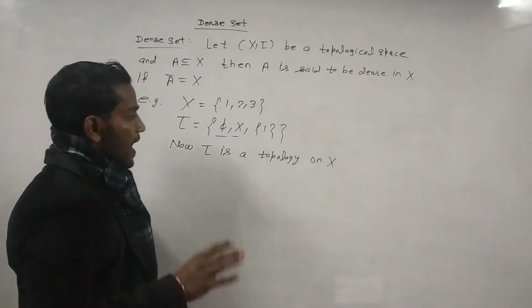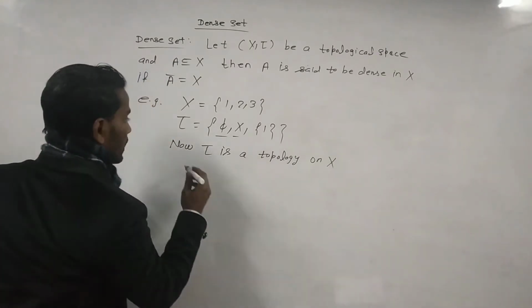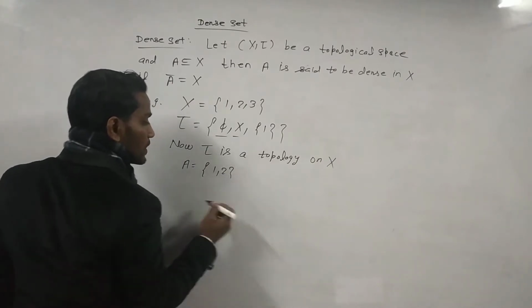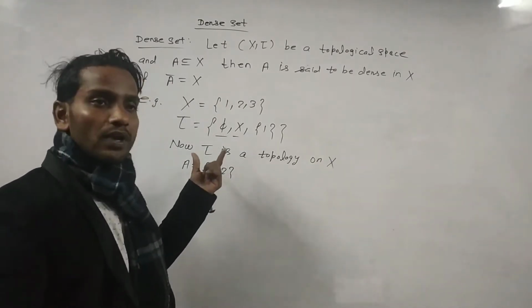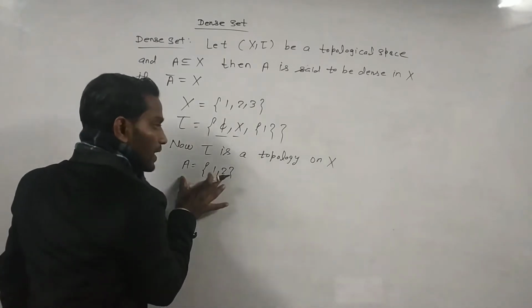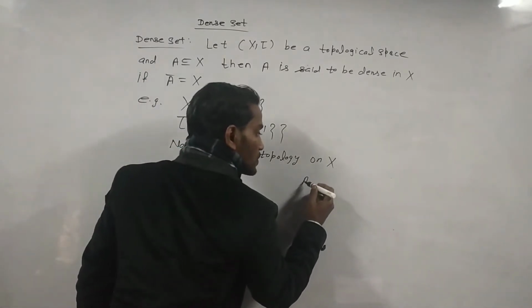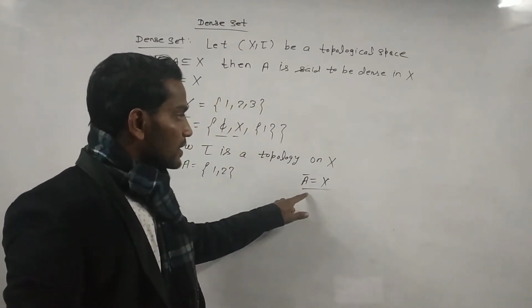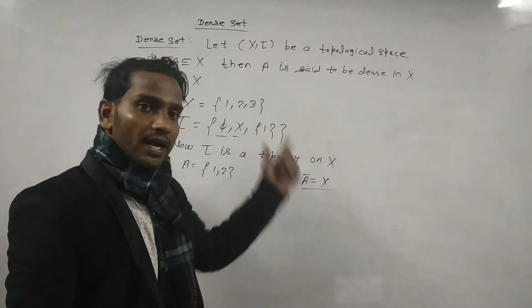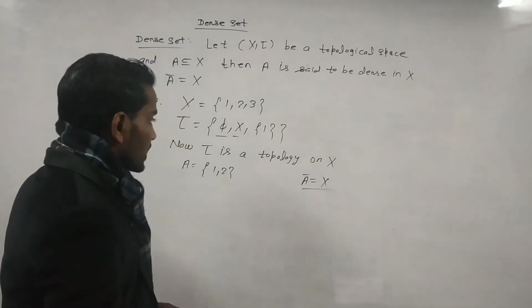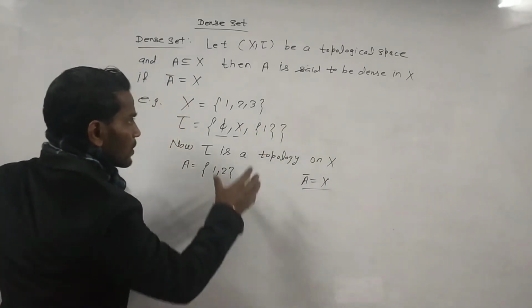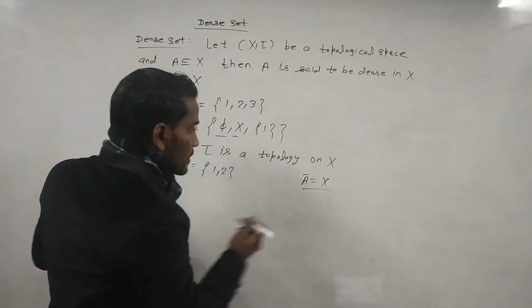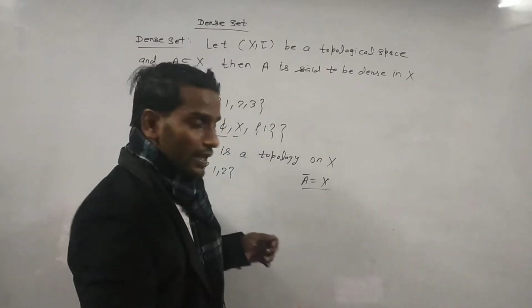Now we can take any subset of X. Let A = {1, 2} be a subset of X. Then we have to check: is A dense in X, is A closure equal to X? ये हम चेक करना चाहते हैं, is A closure equal to X. तो हम चेक करेंगे यहाँ पे सबसे पहले कि हम कोई भी पॉइंट लेते हैं यहाँ से X से। अगर कोई भी पॉइंट लेते हैं, क्लोजर हमको कैसे देखना है?